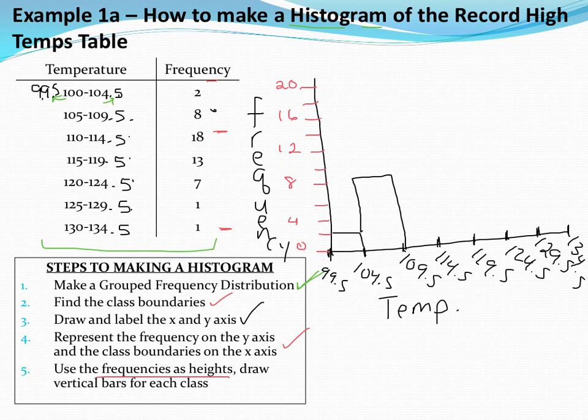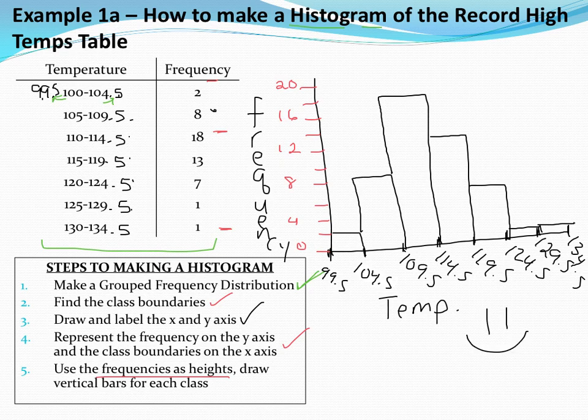My third class is 18, so I'm starting from here, going all the way up to 18, drawing my vertical bar. My next one is 13, so it's halfway in between. Then I've got 7, and then 1, and then 1. And that is a histogram.